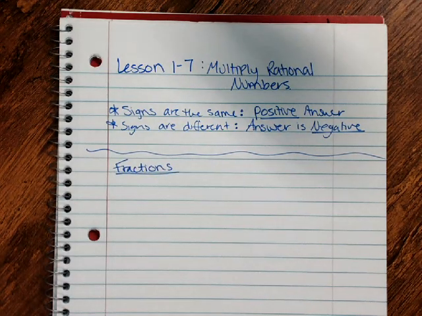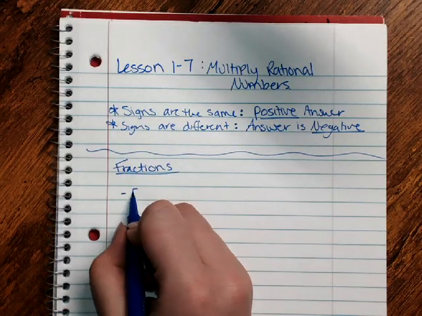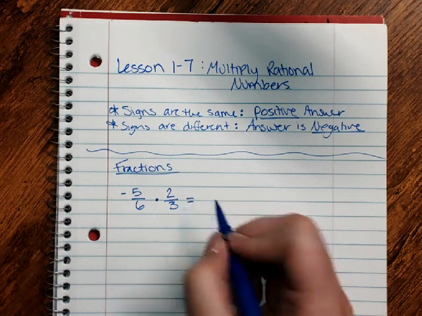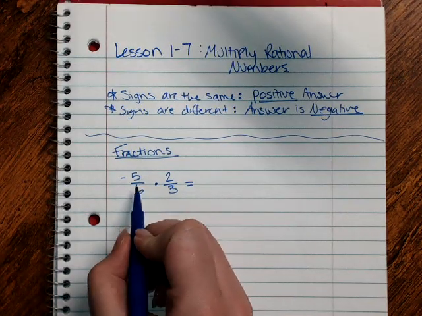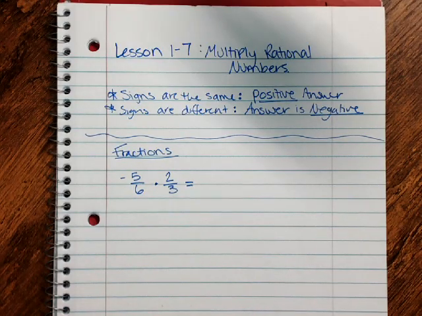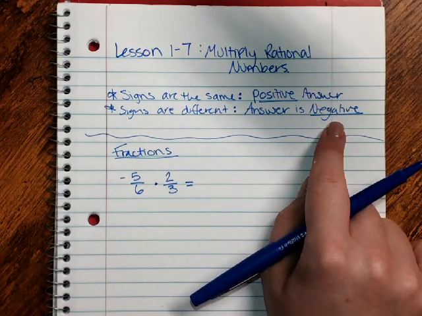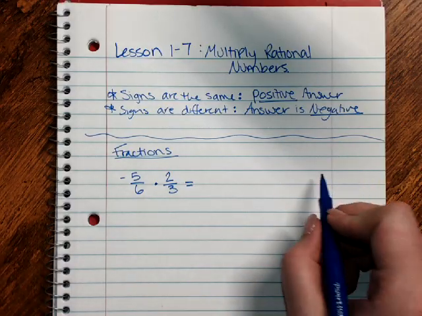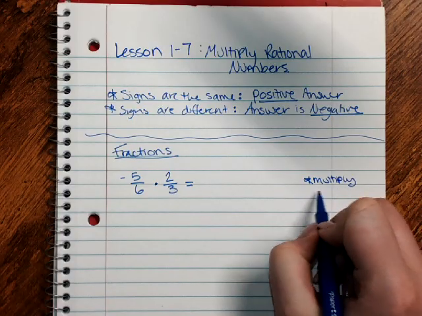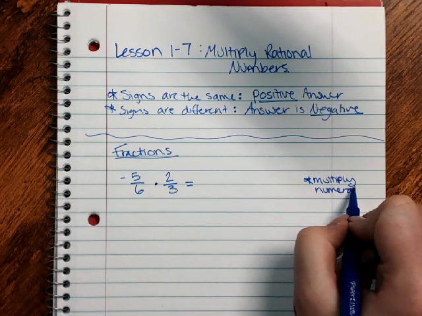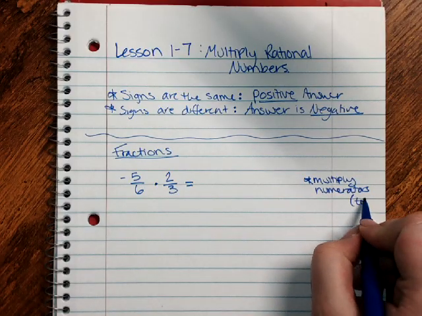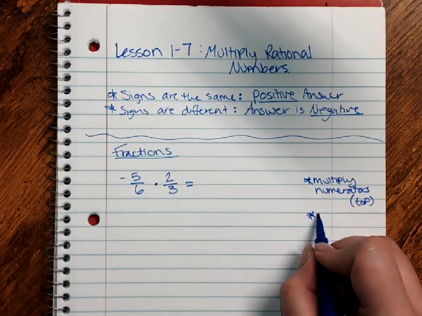Okay, so if I have negative 5/6 times 2/3, I have one positive and one negative, so they are different signs. So my answer is going to be negative. Okay, in order to multiply fractions, you multiply the numerators, those are the top digits, and then multiply the denominators.